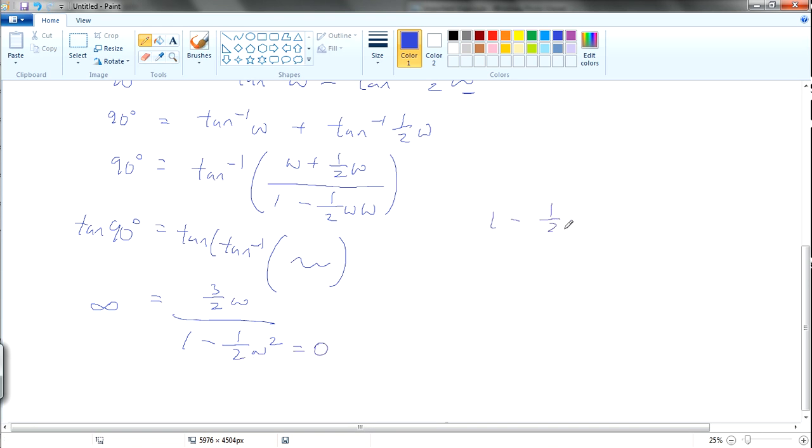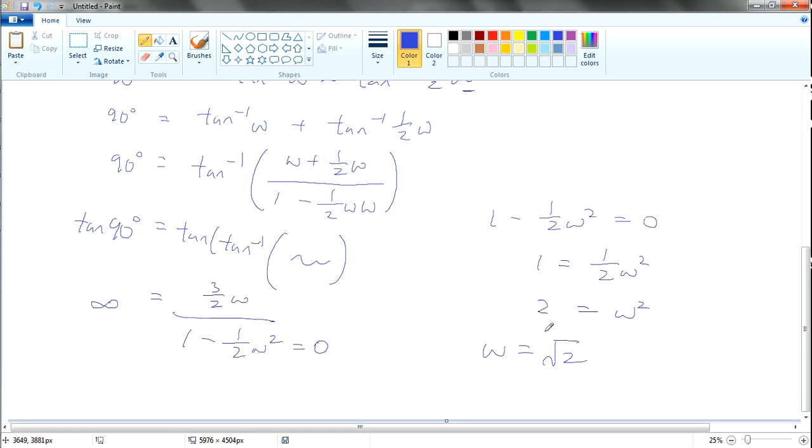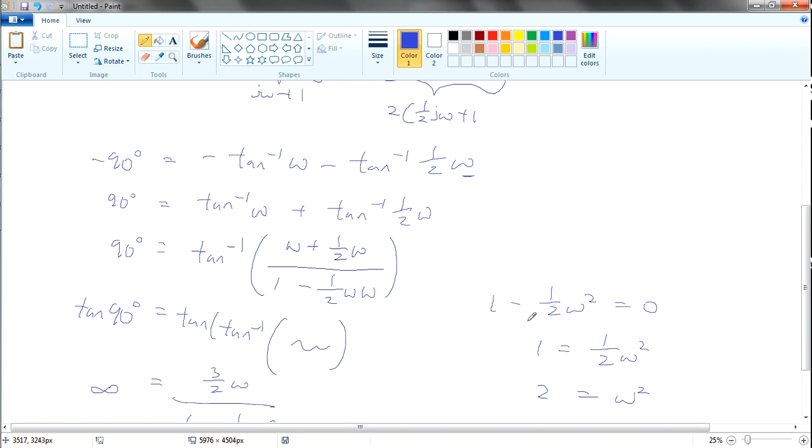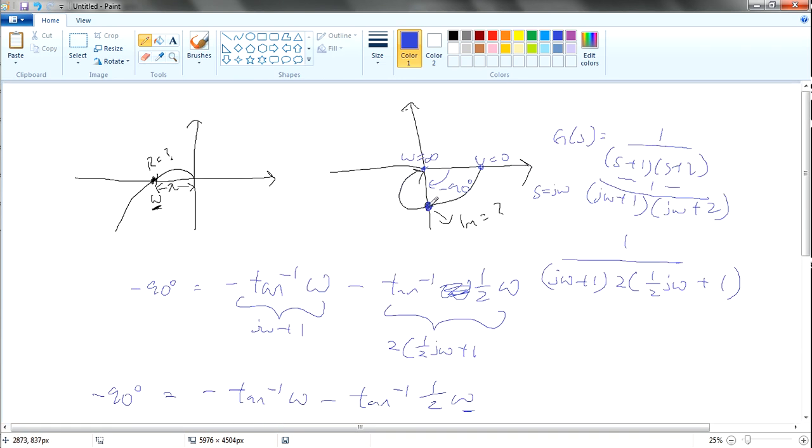So 1 minus half omega squared is equal to 0. 1 is equal to half omega squared. If you rearrange, you get 2 equals omega squared, and then omega is equal to square root 2. Once you get this, this is the frequency that reflects where it is here.